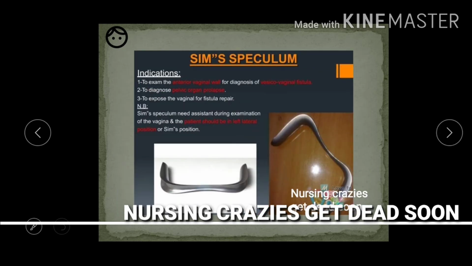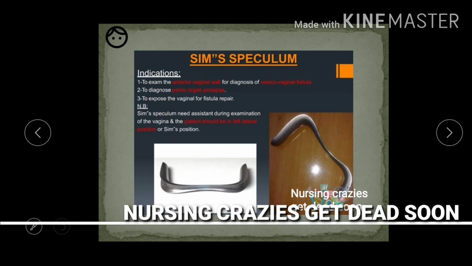Then next one is Sims speculum. What is the difference between Cusco's and Sims speculum? Other than the shape, for Sims speculum one assistant is needed for holding the speculum, whereas Cusco's speculum is a self-retaining retractor. In many exams they will ask what is the main difference between these two speculums.